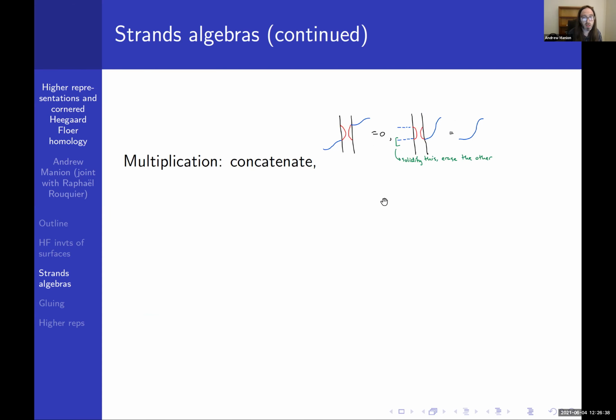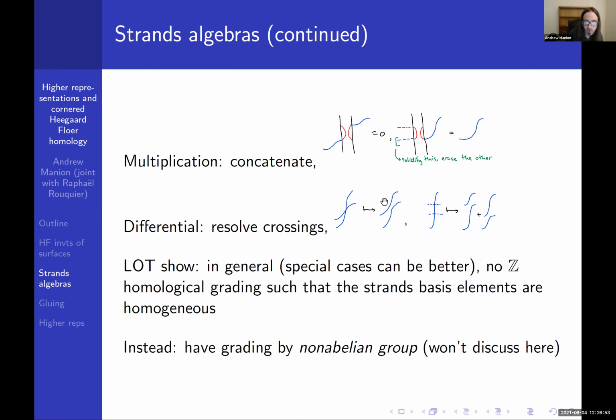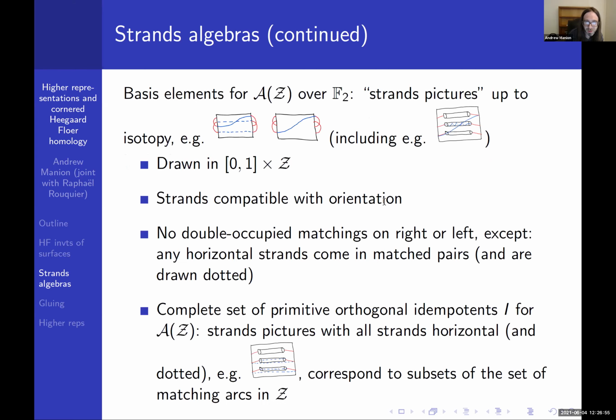The multiplication is you just line up left to right and concatenate, with a few rules to keep in mind. One is that everything is up to isotopy. So once you do this, you isotope, except, I should say, oh, I didn't even put the relation. That's really bad.